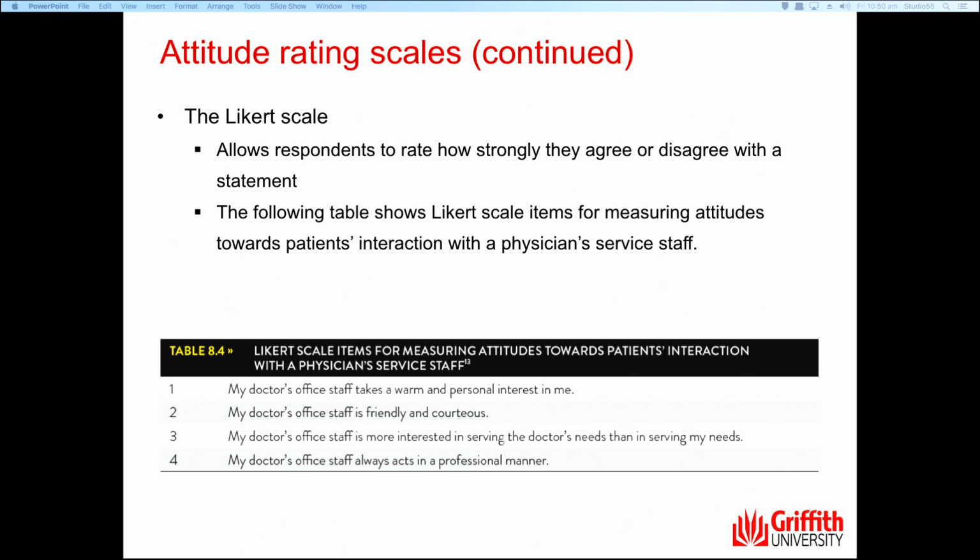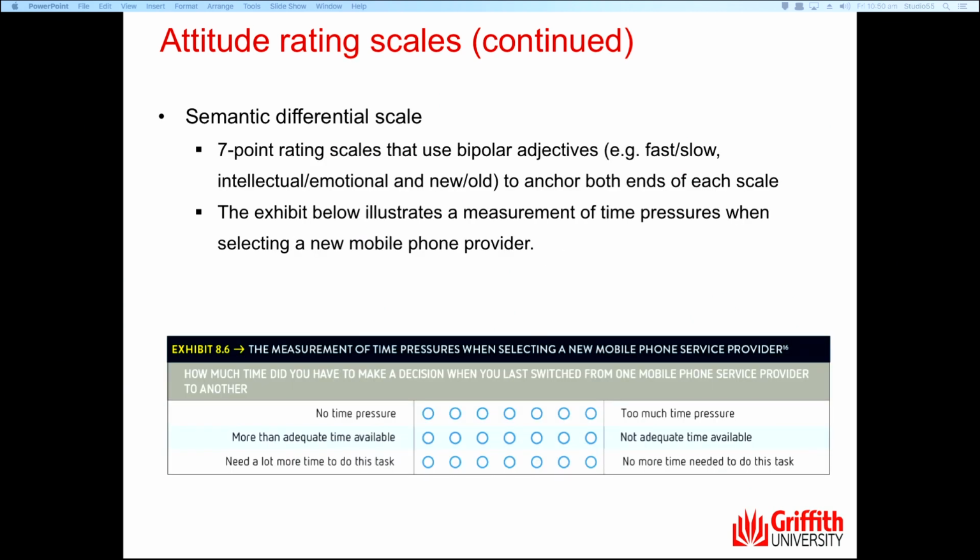And again, this is an example of a Likert scale. My doctor's office staff takes a warm and personal interest in me, and then you ask them to rate 1 to 5, 1 to 6 or 1 to 7, whether you agree or disagree. My doctor's office staff is friendly or courteous, from 1 to 5 or 1 to 6. And again, you can get the mean score, and then you can get the overall attitude score toward patient interaction with a physician service staff.